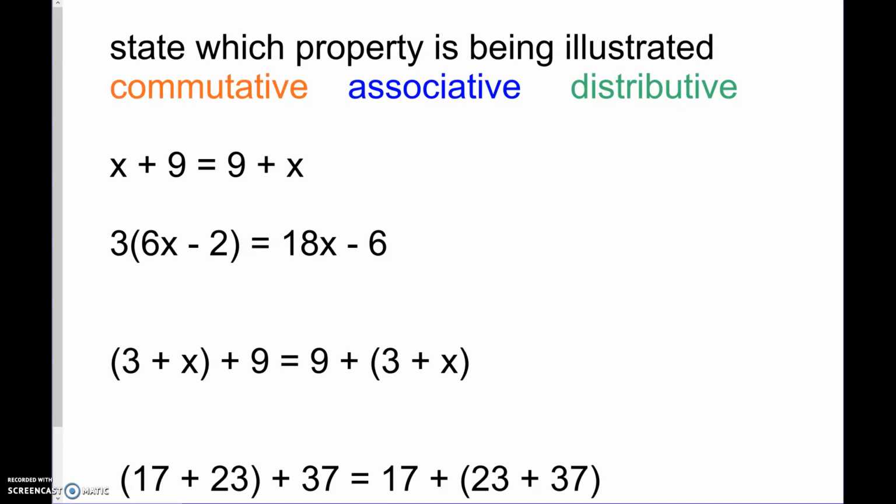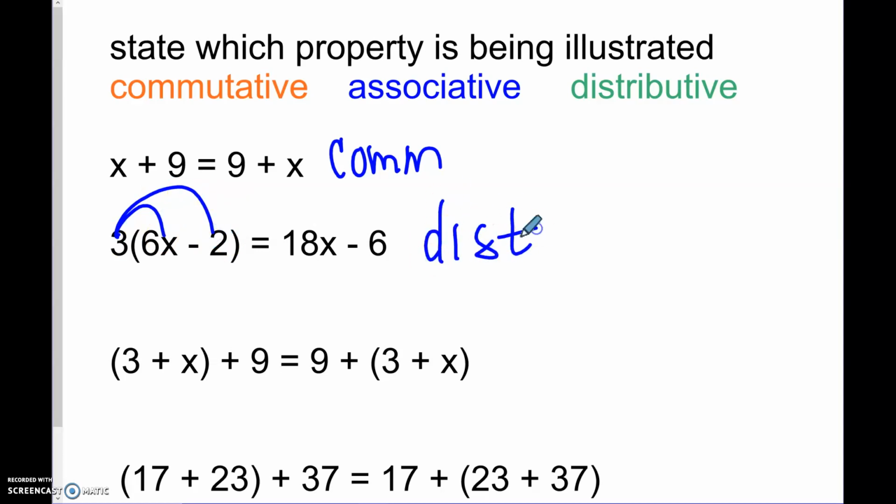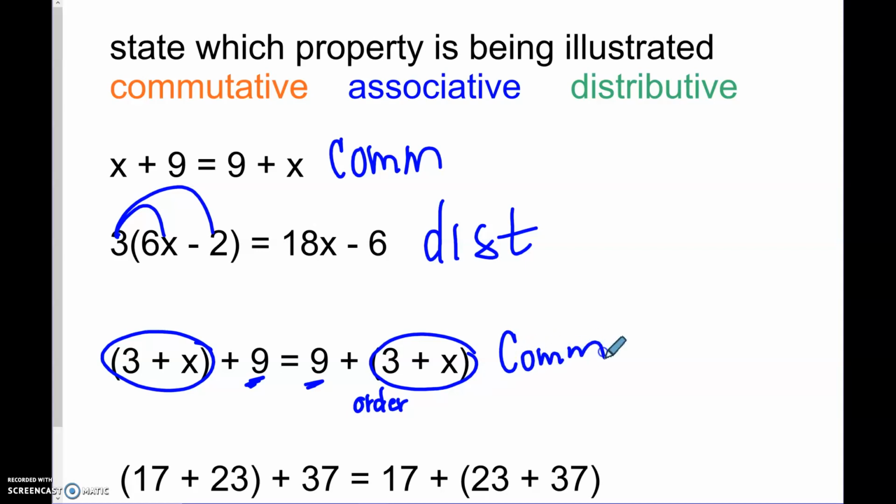All right, reviewing these properties here. Commutative is order. So if the order switches, x plus 9, 9 plus x, this is the commutative property. 3 times 6x, when I start wanting to draw these arrows in, this is the distributive property. We have 3 plus x first, and then 3 plus x at the end. See how 9 is at the end, now 9 is at the beginning. So this is switching the order of things, and order is commutative.